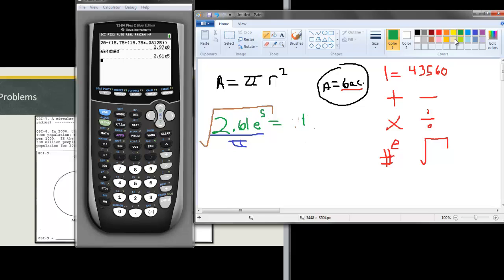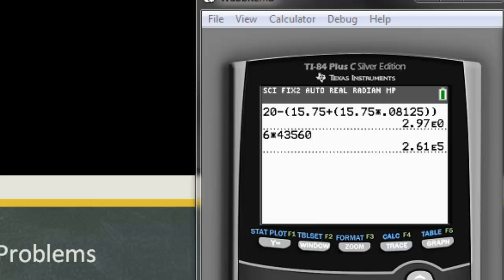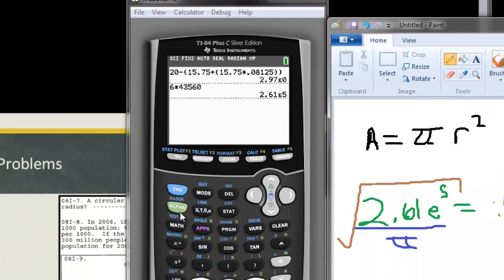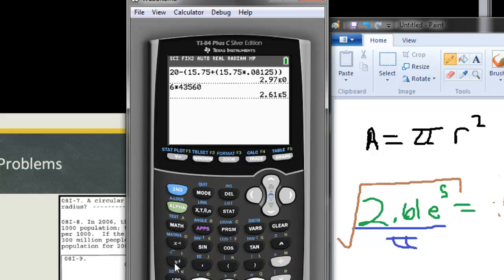So in my calculator, I'm going to put here the square root. The square root symbol here looks like this on my calculator. It's going to be second and the button that has a square root symbol. And here I need to put 2.61 e to the 5. I don't want to type it, so I'm just going to hit enter here. But I'm going to divide that by pi. Pi is right here with my little caret.